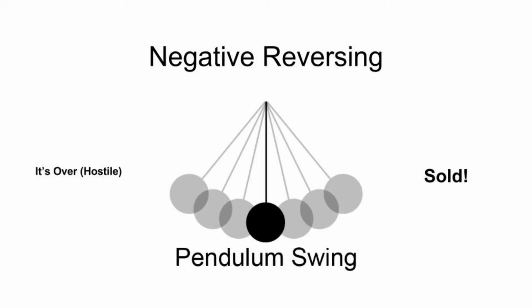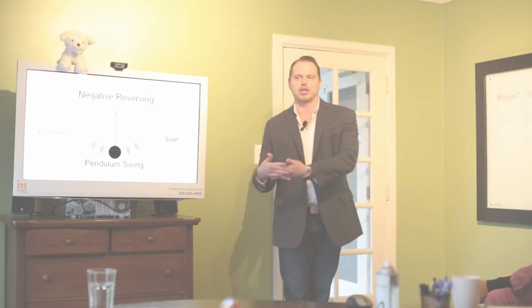So the next thing I'm going to get into is actually I'm going to combine two, because when I was putting this presentation together, I knew it was going to be short on time. Negative reversing and pendulum theory, from my perspective, go hand in hand. Pendulum theory goes back to, I believe, Newton's law, that an object in motion will stay in motion until something stops it.